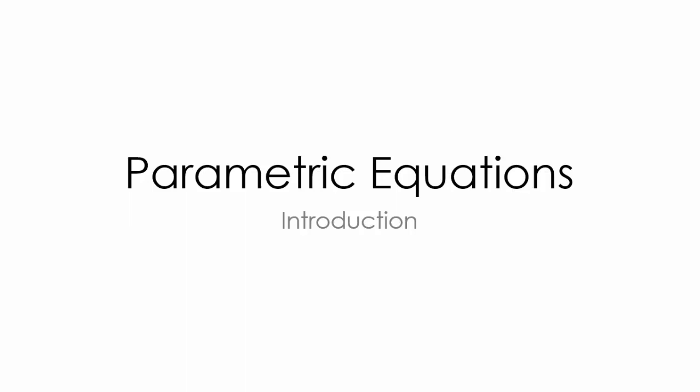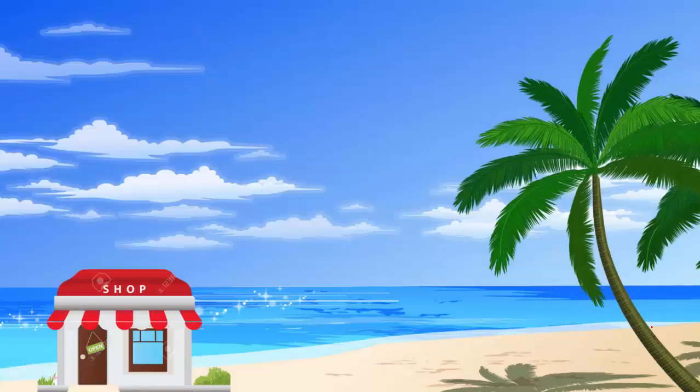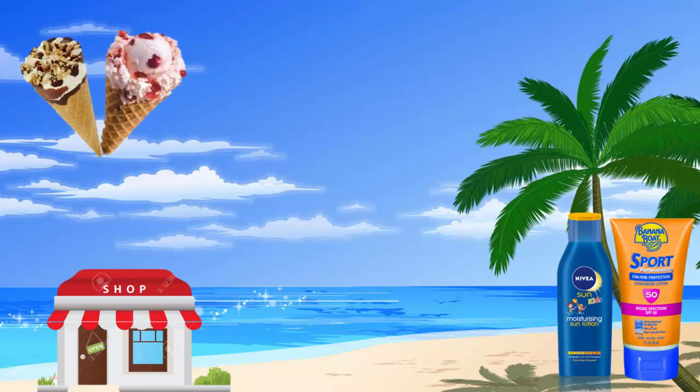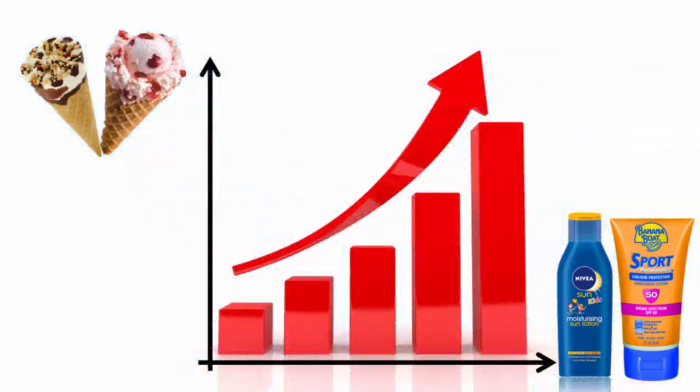In this video, we will be learning about parametric equations. Imagine that you are a shop owner on the beach, selling ice cream, as well as sunblock lotion. As you made more sales of these two products, you decided to plot a graph of the sale of ice cream versus sunblock lotion. And you found that the more ice cream you sell, the more sunblock lotion you sell as well.